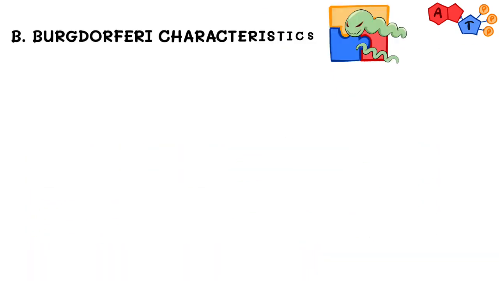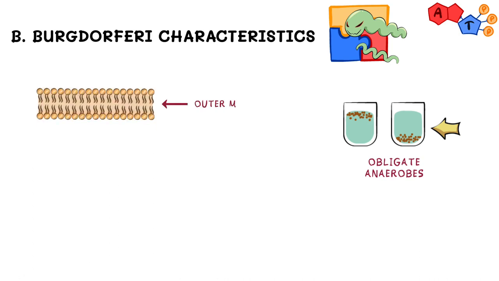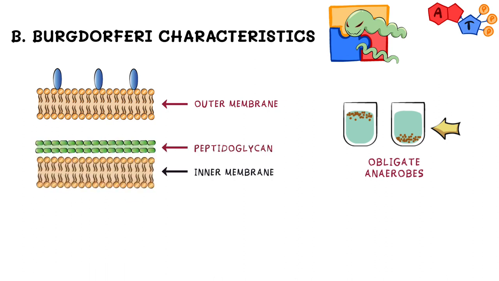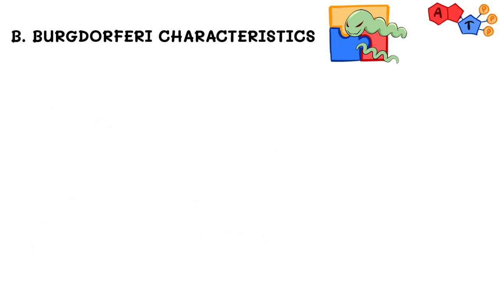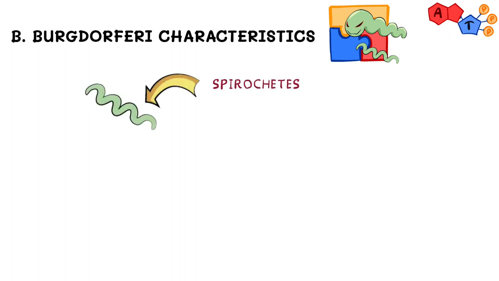Now let us dig a little bit deeper and talk about its important features. Most Borrelia species are obligate anaerobes, and they have an outer membrane that contains a substance similar to lipopolysaccharides. They also have an inner membrane and a layer of peptidoglycan in the periplasmic space, which classifies them as gram-negative. However, this result is not easily visualized using the regular gram stain. And as we previously mentioned in the introduction, Borrelia species are spirochetes, meaning that they are spirally shaped bacteria. They have axial filaments that facilitate their movement.